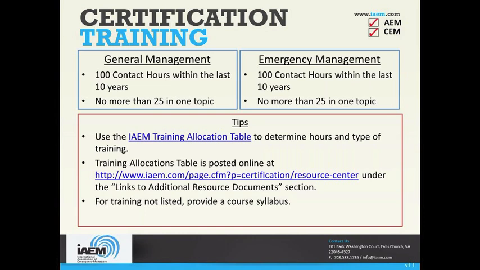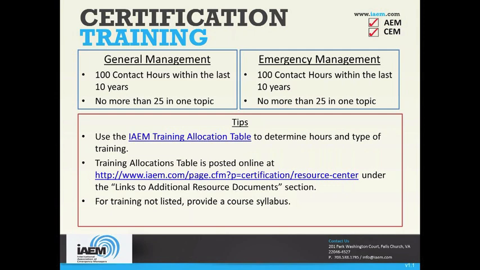One of the larger parts of your application, you're required to have 100 contact hours of emergency management and 100 contact hours of general management, and that all must be within 10 years. So if you have a course that you took 11 years ago, that will not get counted if you've added that into your application.